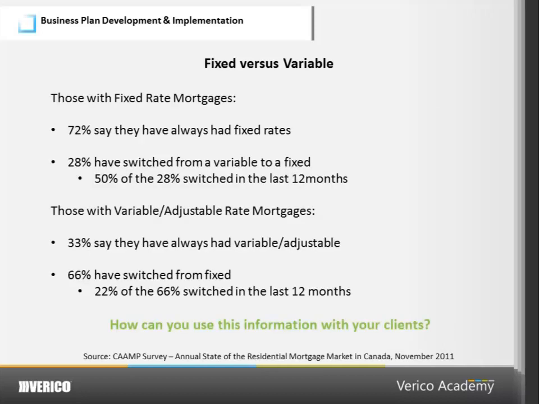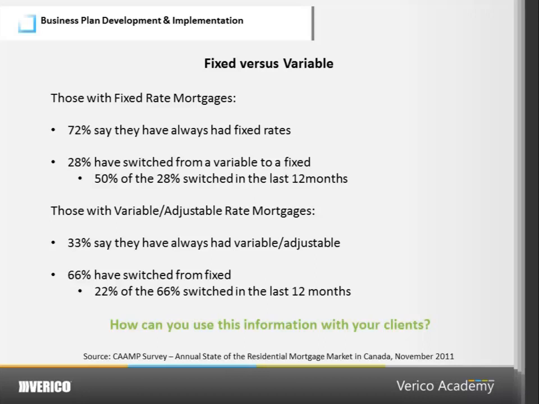On those with fixed rates, 72% said they've always had fixed rates. So those are people who are looking for security, who want to know what the payment's going to be every month, every year for the term of their mortgage. 28% have switched from a variable to a fixed. So they saw that the fixed rates were low and decided not to take a chance on the variable rate continuing to be low.